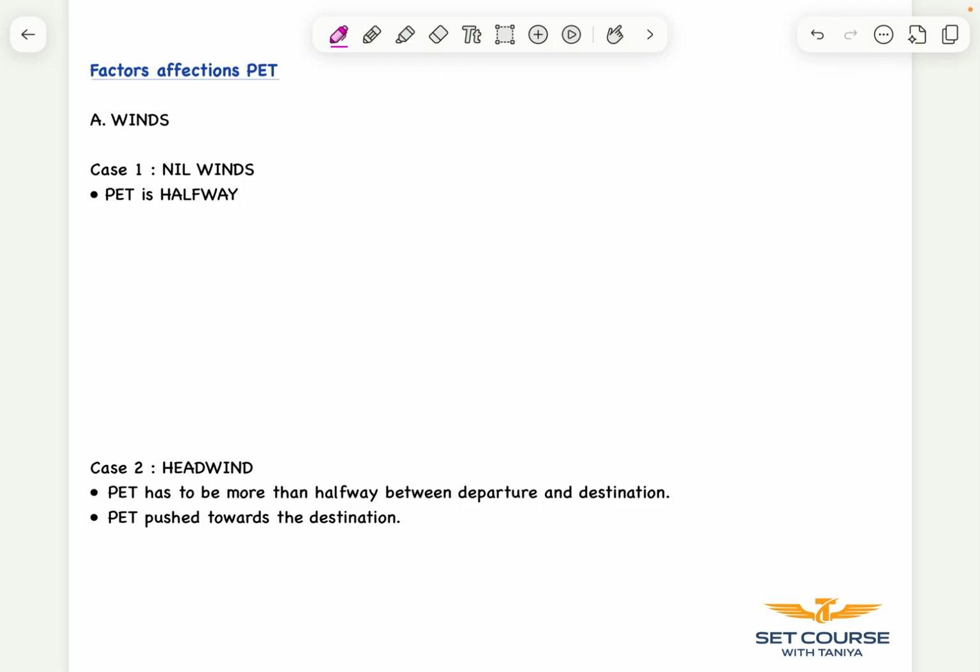The first one being winds. So let's take the first case as the nil wind case. Let's take an example in which the distance between these two points is 300 nautical miles, and we are maintaining a constant TAS of 100 knots.